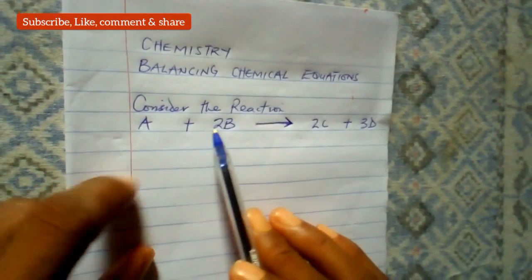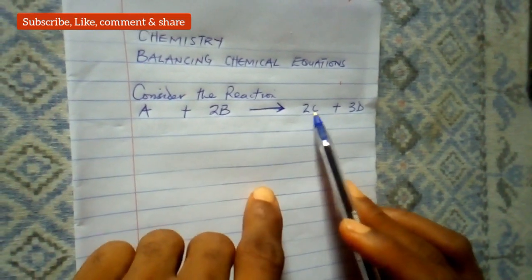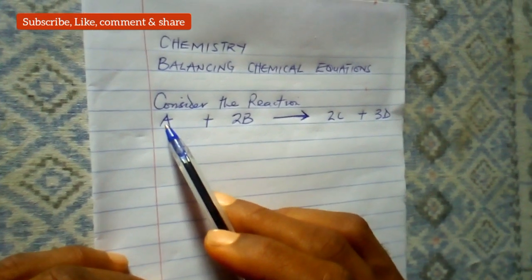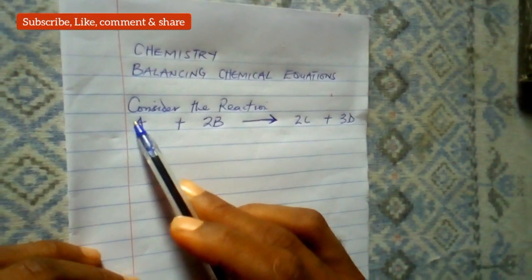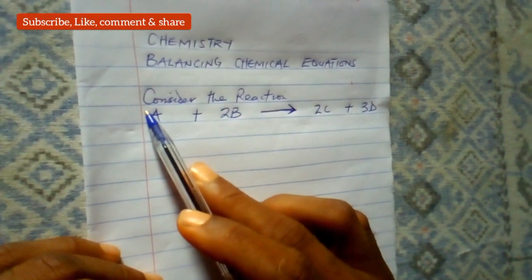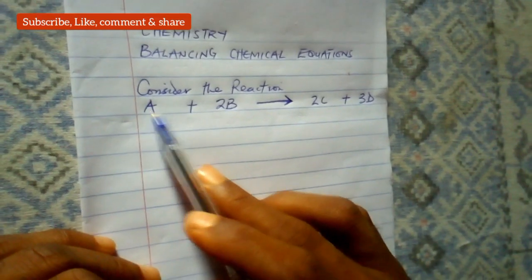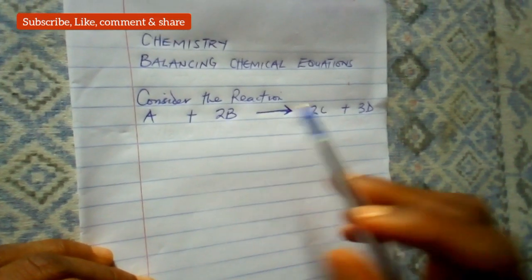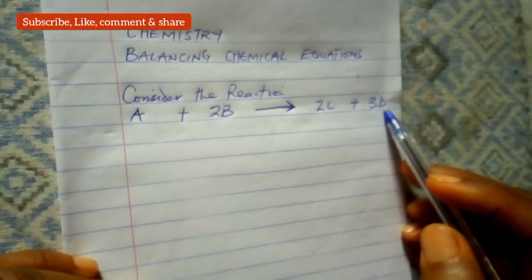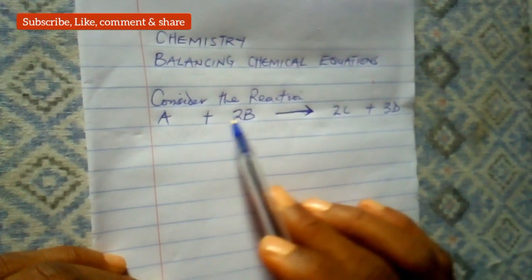So A reacts with 2B to give us 2C plus 3D. Now, it is vital for us to note that there is always a number in front of the letters. In this case, we have a 1 present here. So we interpret this as 1 mole of A reacting with 2 moles of B to give us 2 moles of C and 3 moles of D. So the numbers in front are known as the moles.